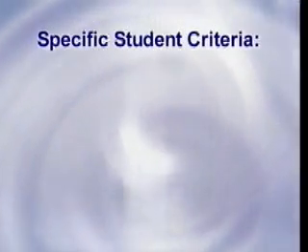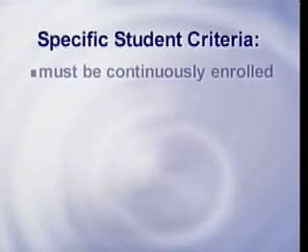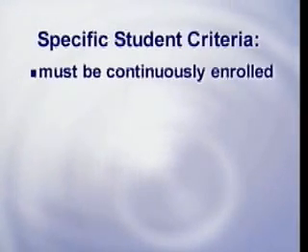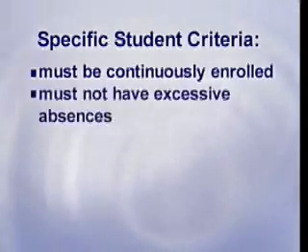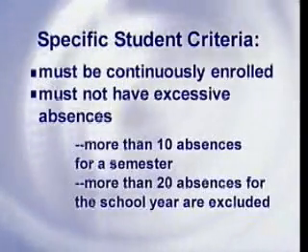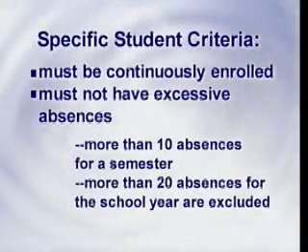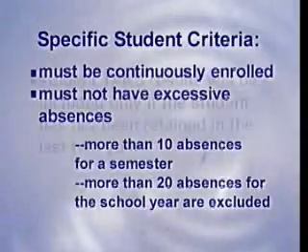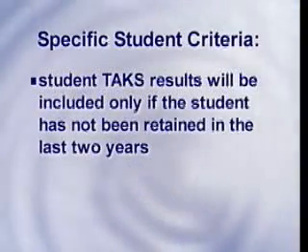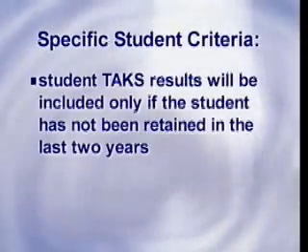Let's examine the guidelines for the classroom effectiveness indices. Specific criteria exist for including students in the analysis. For instance, as we mentioned, students must be continuously enrolled. They also must not have excessive absences. Students with more than 10 absences for a semester and more than 20 absences for the school year are excluded. Additionally, student test results will be included only if the student has not been retained in the last 2 years.